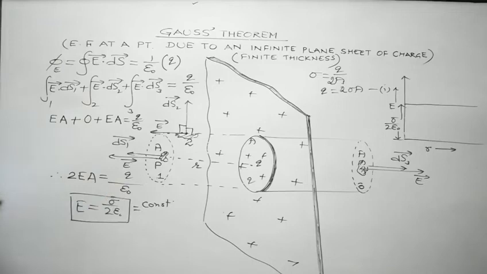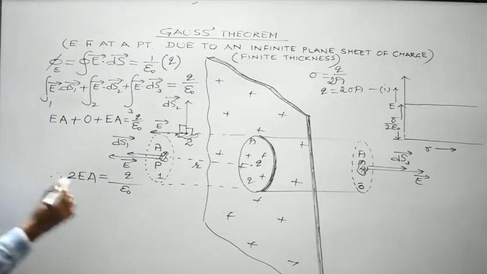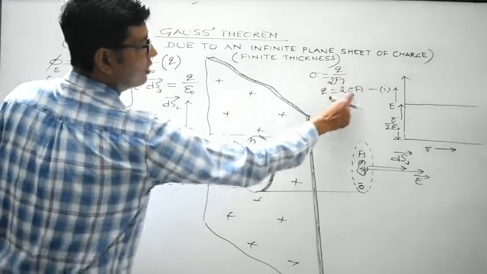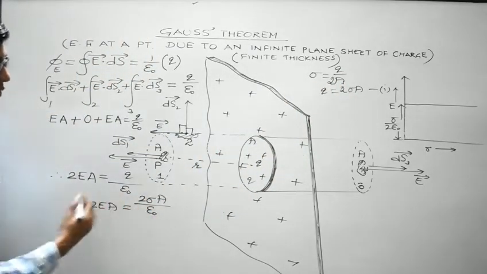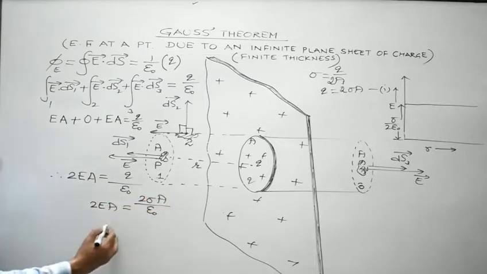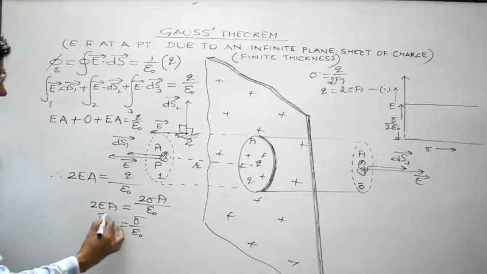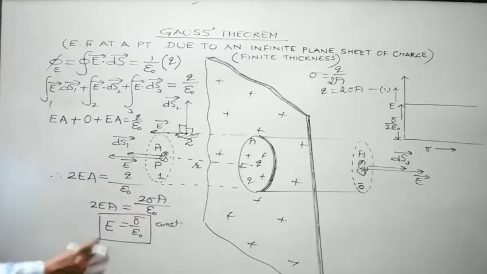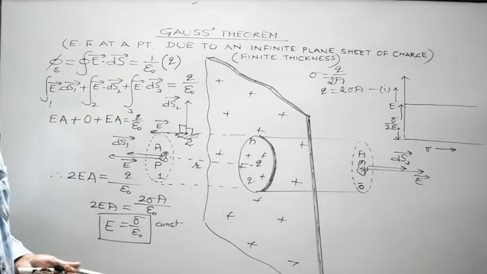Q by epsilon. Now, if you substitute the value of Q over here, 2EA is equal to twice sigma A divided by epsilon. So 2A gets cancelled. So E would be equal to sigma by epsilon. Here also the electric field is constant. It is independent of the distance of the observation point. But in this case, electric field is given by sigma by epsilon.